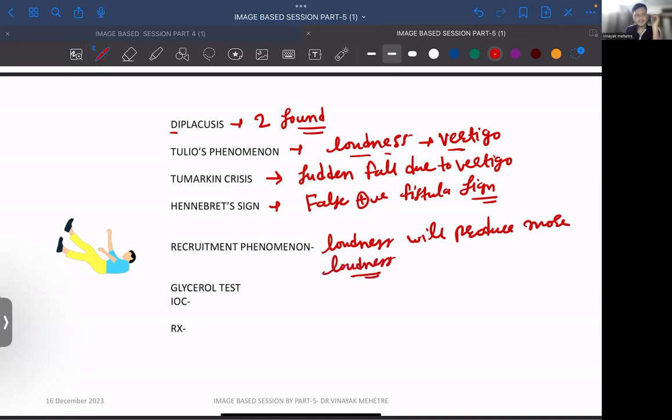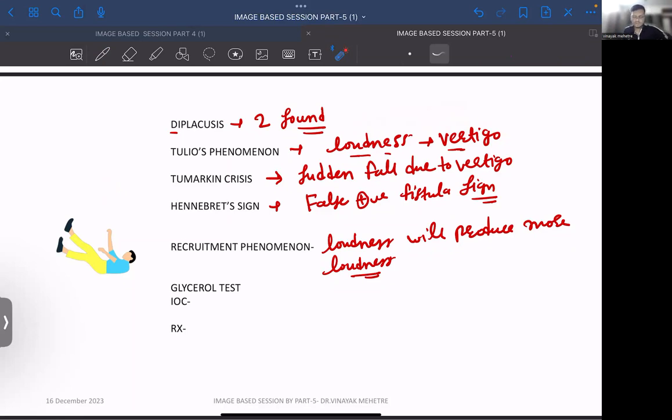इसका मतलब क्या हो रहा है? तेज आवाज will increase the तेज आवाज, right? Loud आवाज will create more louder sound in the ear, right? So this patient will have vertigo again and again. Reason? Loudness increase होते जाएगा, so vertigo will also increase, right? Until what? Till patient falls.